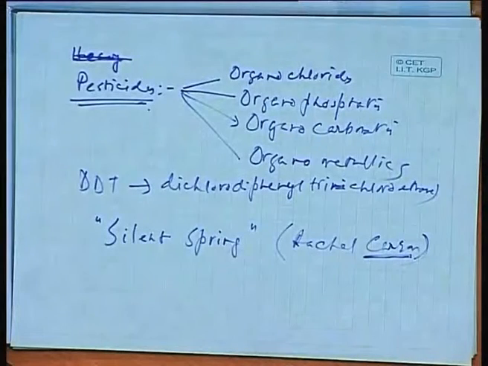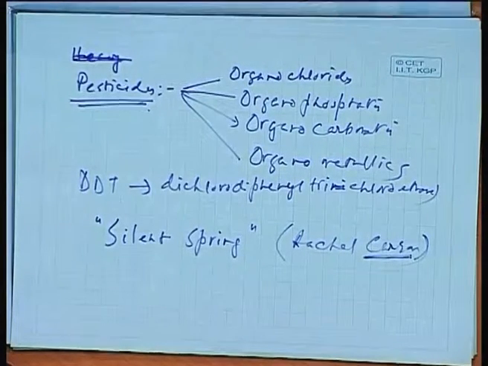Well, that has started a revolution. Carson is considered to be one of the revolutionaries in environmental science, the start of environmentalism that we know of. So Carson was one of the visionaries who actually modeled the movement of environmentalism in the world.